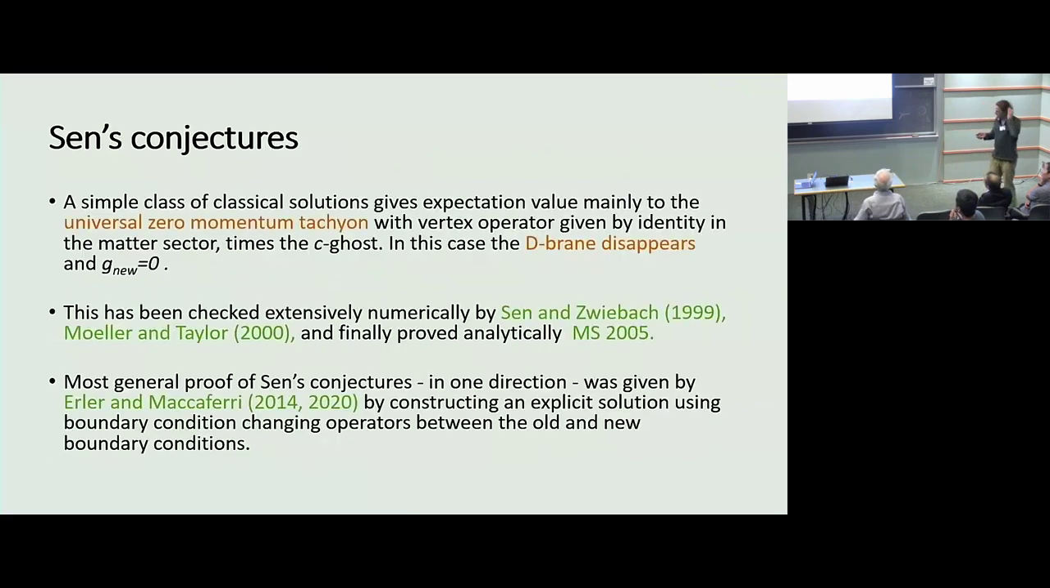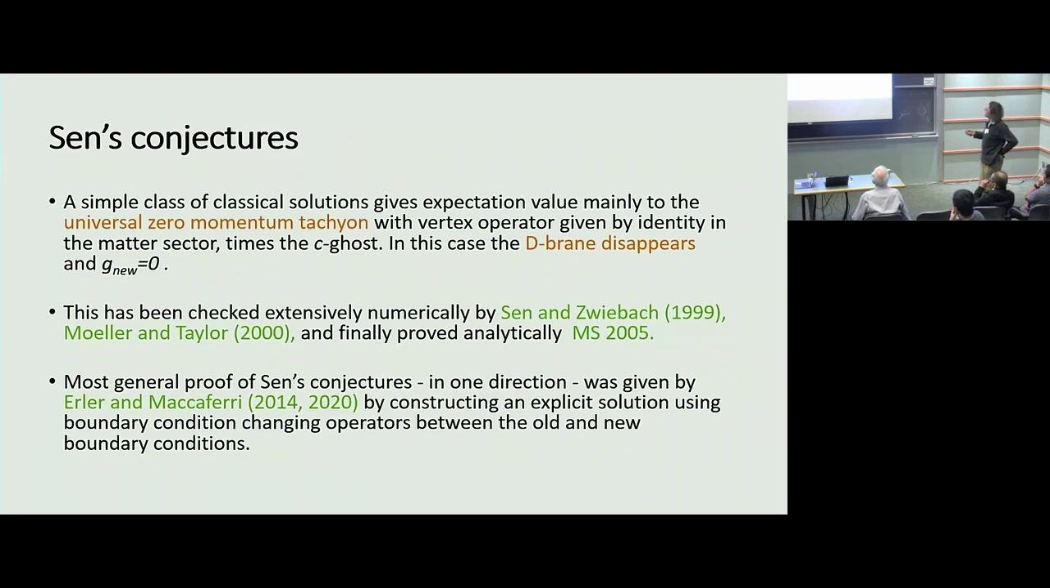So, about the Sen conjectures, back to the Sen conjectures. There is a very simple class of classical solutions of open string field theory, which excite the universal zero momentum tachyon and some descendants of it, and bc ghost descendants. This solution corresponds to a state where the D-brane completely decays to nothing, and therefore it has a zero boundary state, therefore it has a zero g-function.